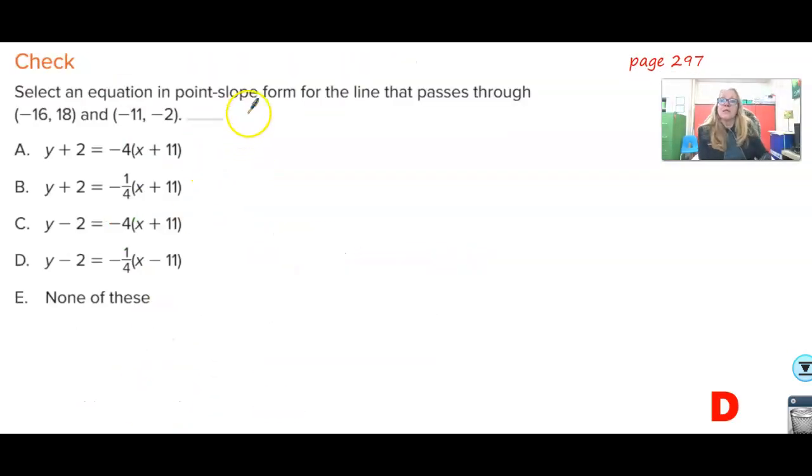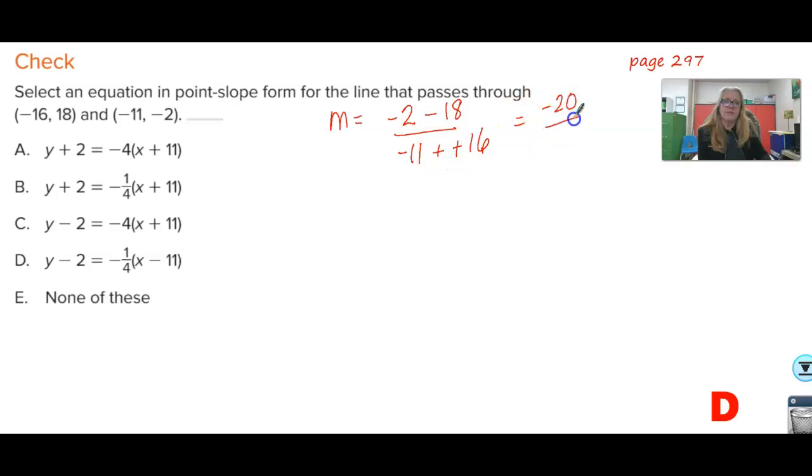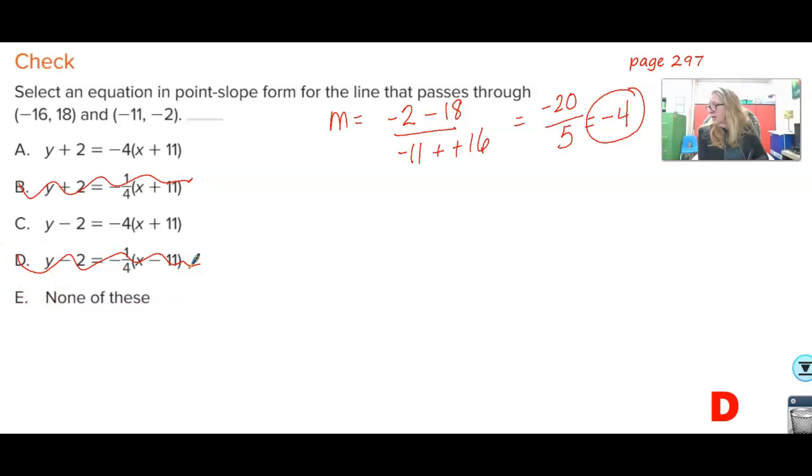Okay. So first thing we have to do is find the slope. So second y minus the first y over second x minus the first x. Keep change. We get -20 over +5, which gives us a slope of -4. Well, going over here, I can see that we can right away eliminate B and D because they have the wrong slope. Right? Now, which one of these is correct?